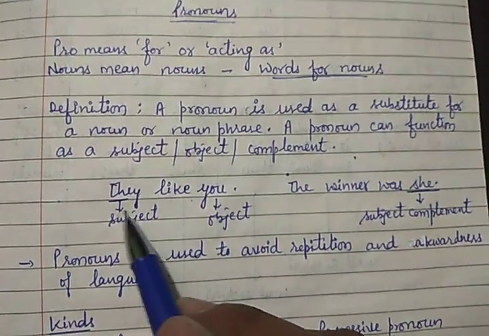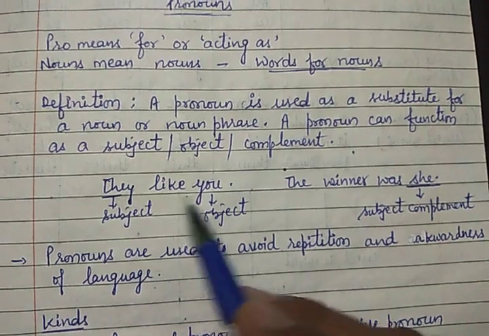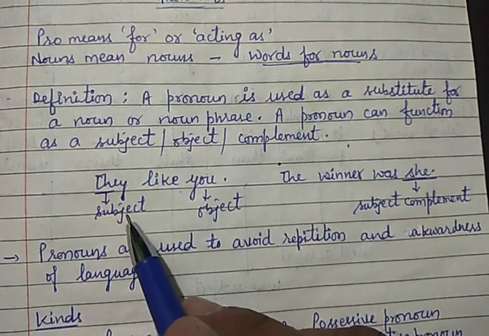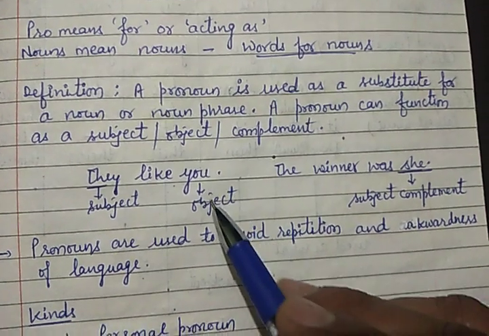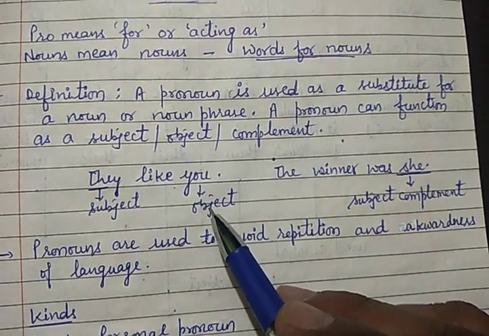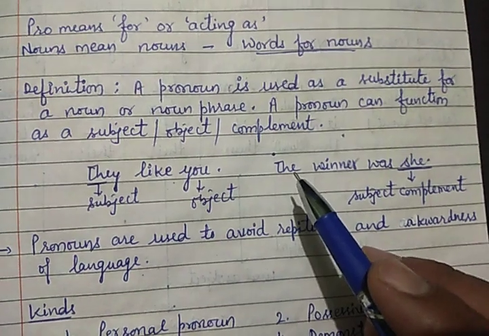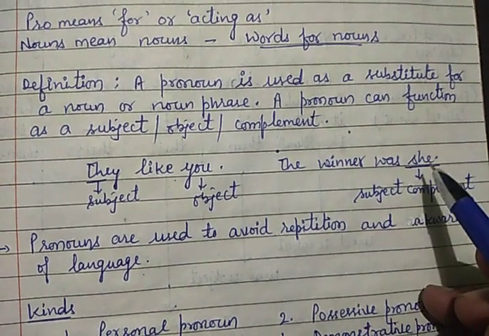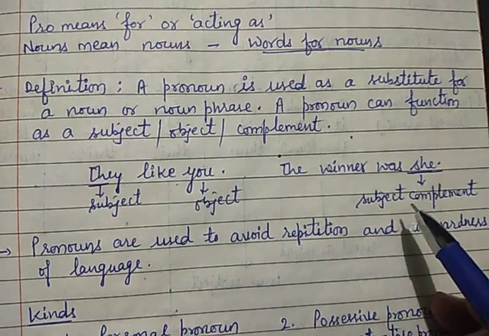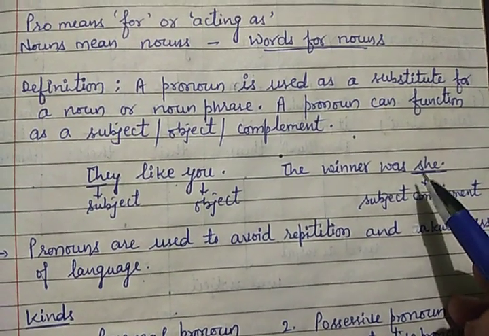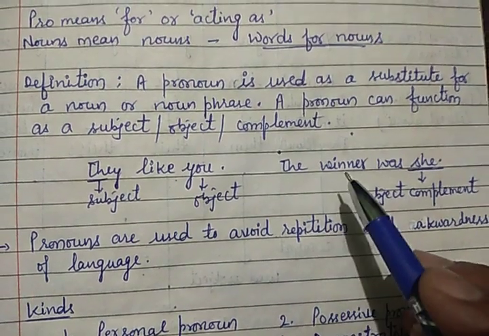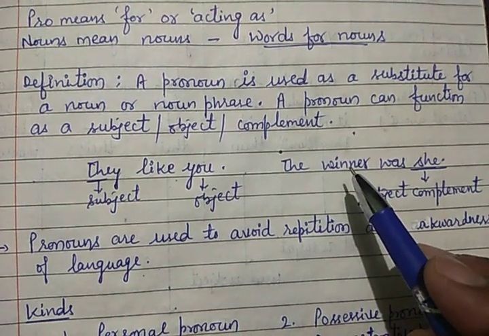If you look at the given sentence, "They like you," in this particular sentence, the word "they" has been used as a subject and "you" has been used as an object. "The winner was she." In this sentence, the word "she" has been used as the subject complement because the word "she" has been giving us information about the subject, that is, the winner.